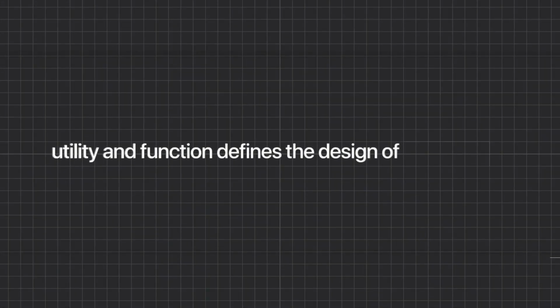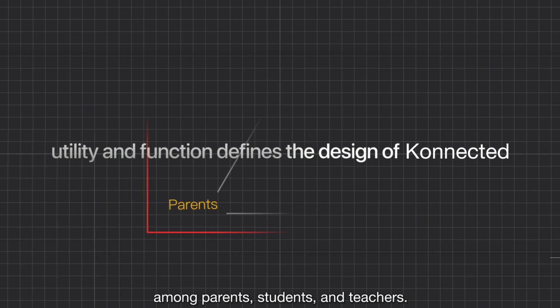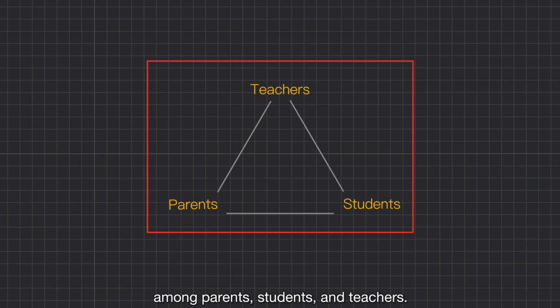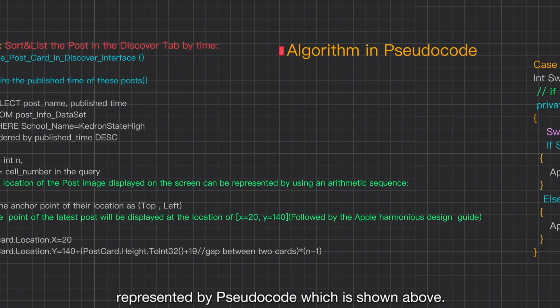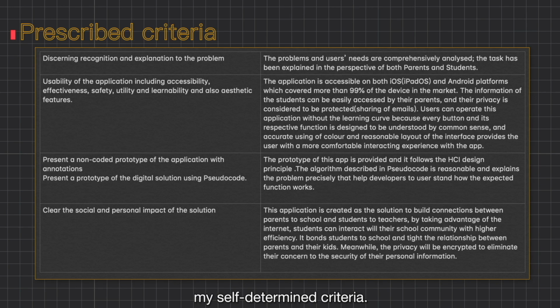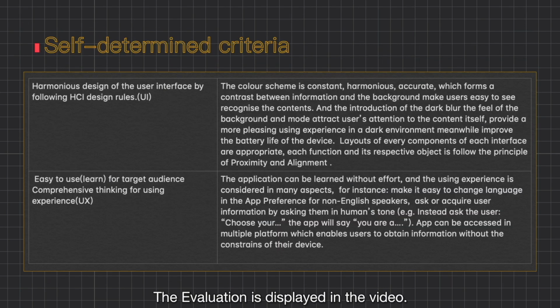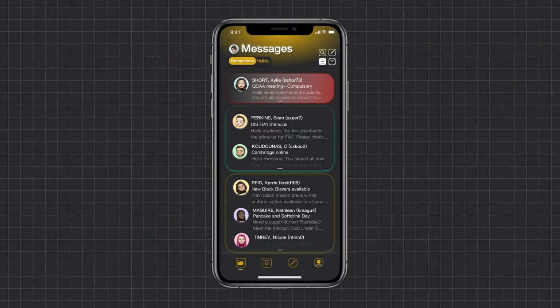Our preoccupation with utility and function defines the design of Connected. It eliminates obstructions of communication among parents, students, and teachers. Some of the algorithms of this app have been represented in pseudocode, which are shown above. I have evaluated the project against the prescribed criteria and my self-determined criteria. The evaluation is displayed in the video. Acknowledgement and references are shown above, and that is the end of this video.